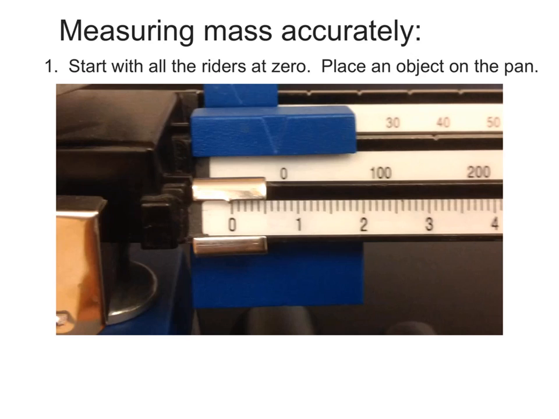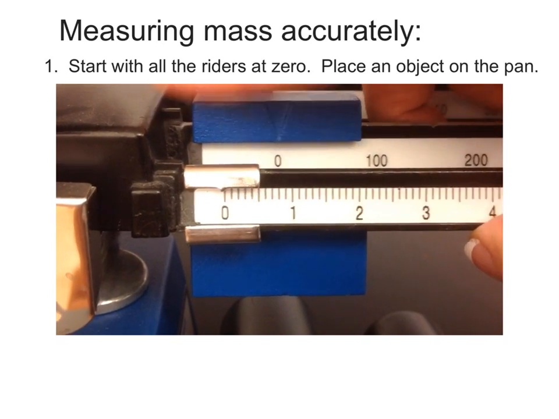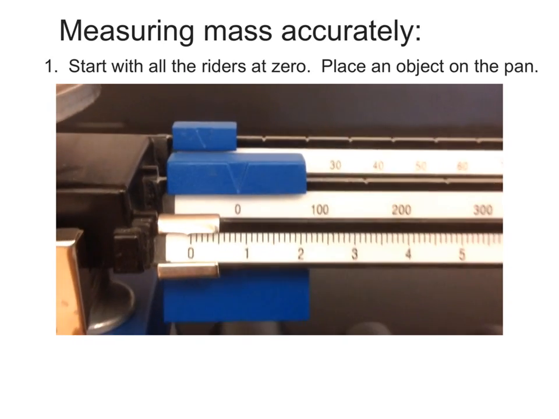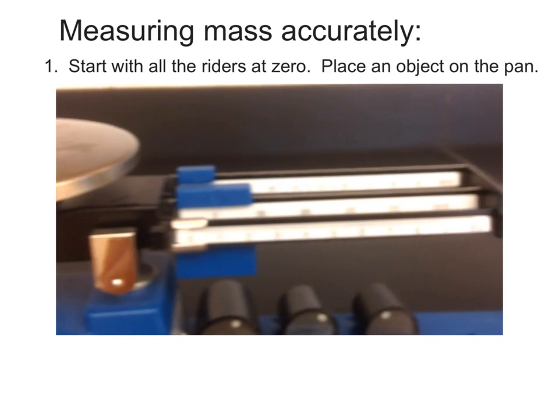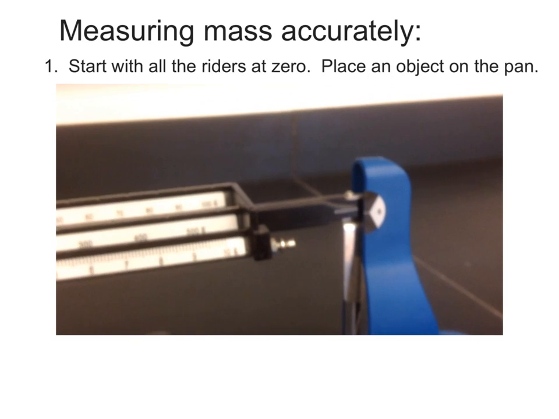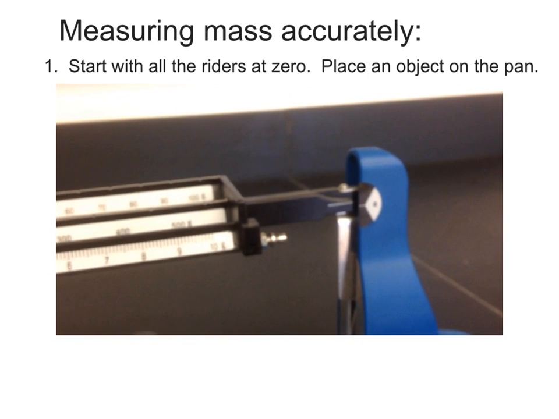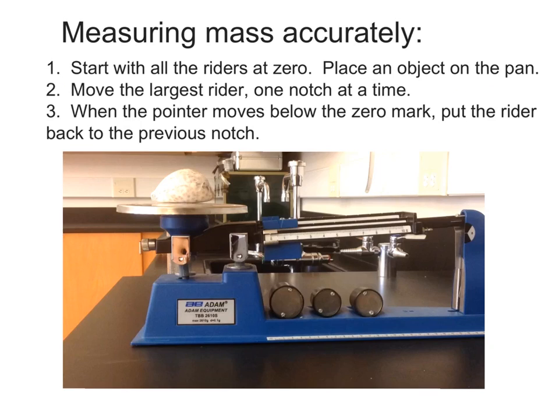If you look closely at the riders, they look like they're at 0, but actually they're not quite. They're a little bit too far to the left. And that's why that pointer was not at the correct spot. This is something you can correct pretty easily. All you have to do is make sure that the riders are actually in the notches. Maybe you heard a click. That click is the riders falling into place. And you can see how it's corrected where the pointer is. It's much closer to the 0 mark than it was before. That's what you need to do before you begin to measure your object.